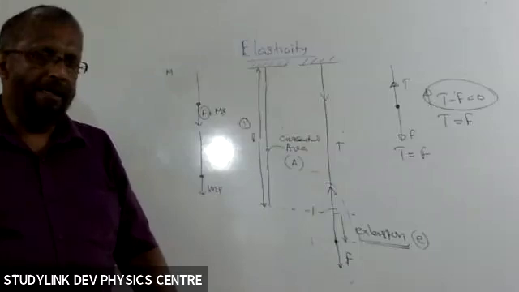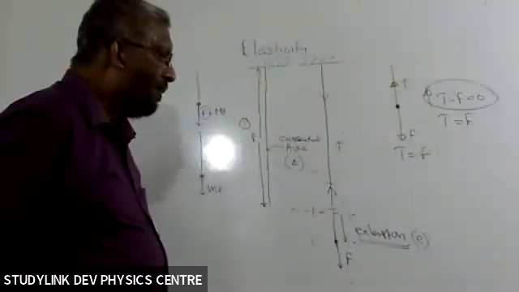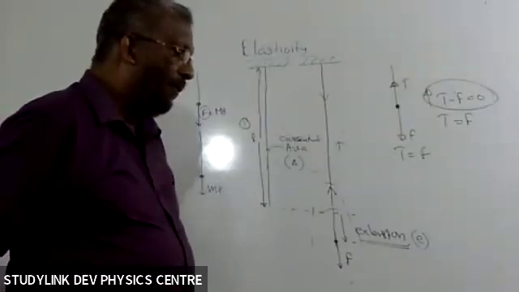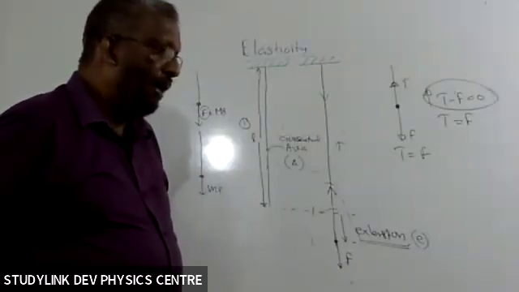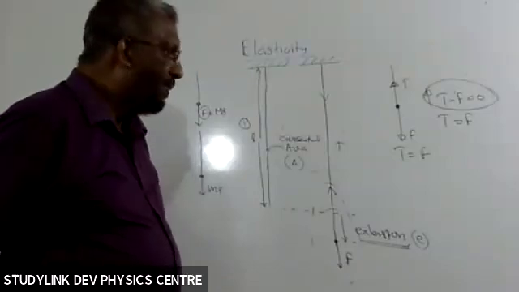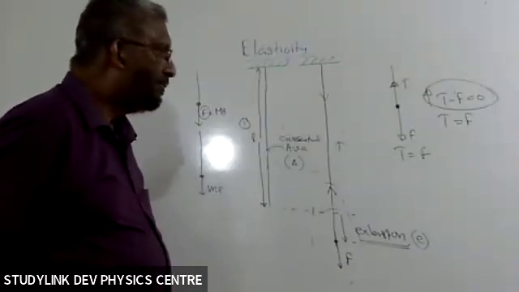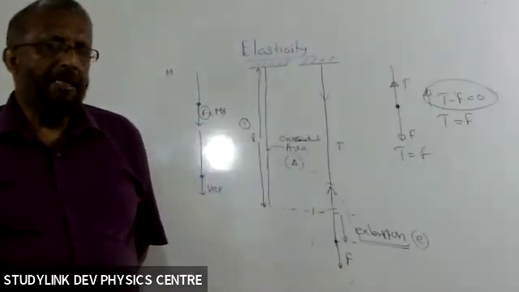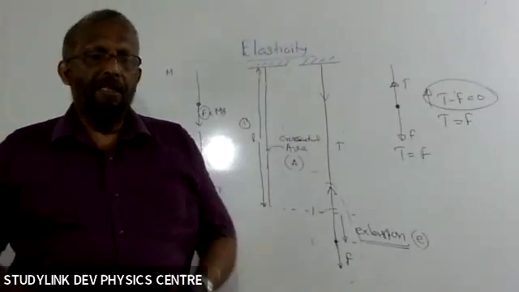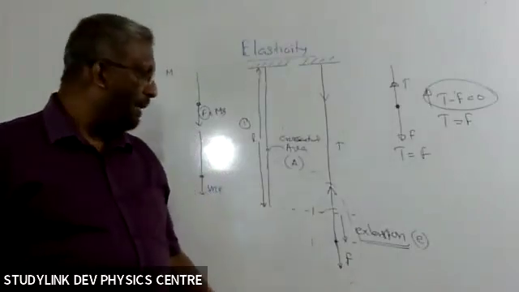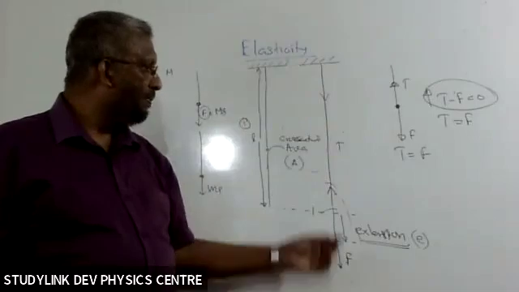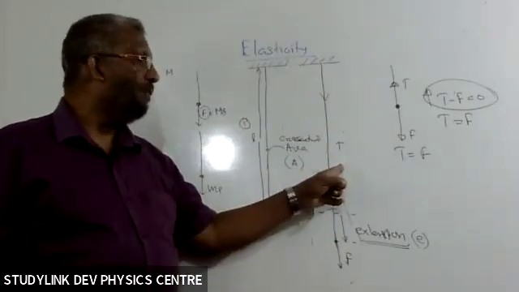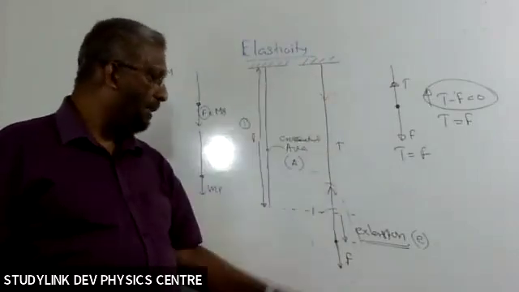Under this section, we study how certain wires or blocks made of different material behave when a force is applied. Initially, we consider linearly. That means how it happens when a force is given to a wire or string suspended vertically.